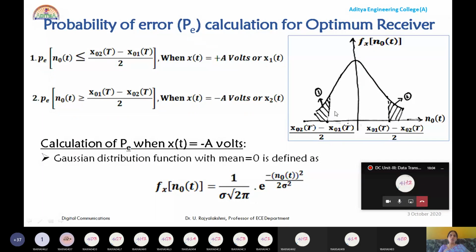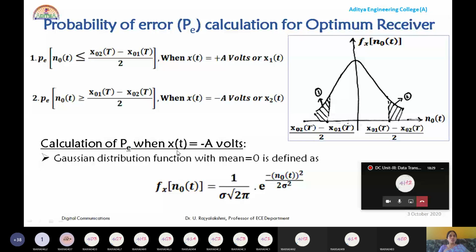then you can reduce the probability of error in order to increase the SNR. But whenever this noise crosses these two boundaries, this is the lower boundary and this one is the upper boundary, we can say that there exists some error. Because of this error, our SNR will get affected.